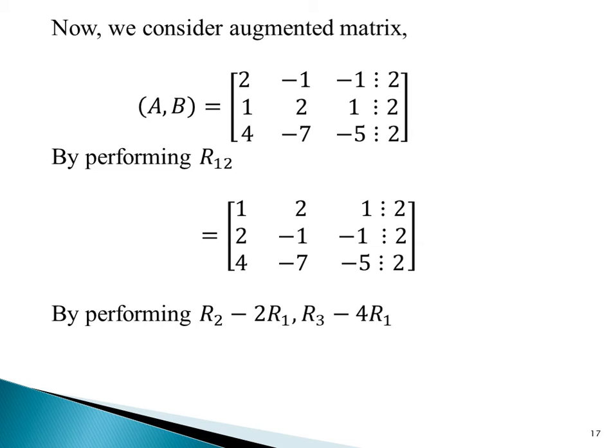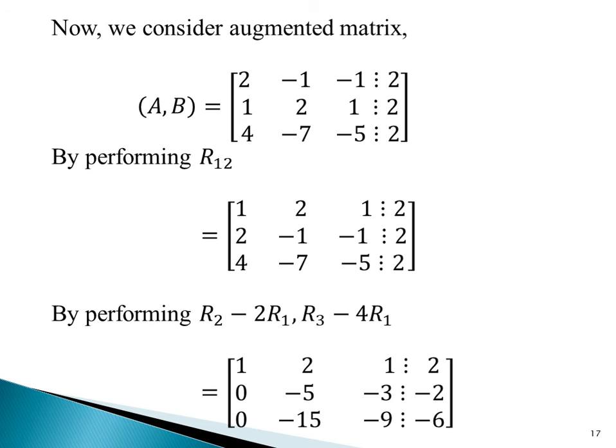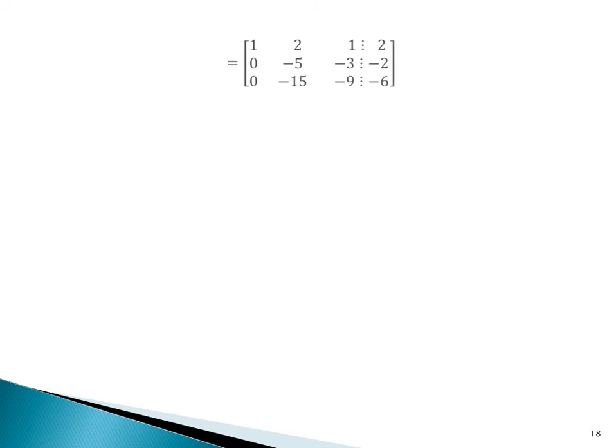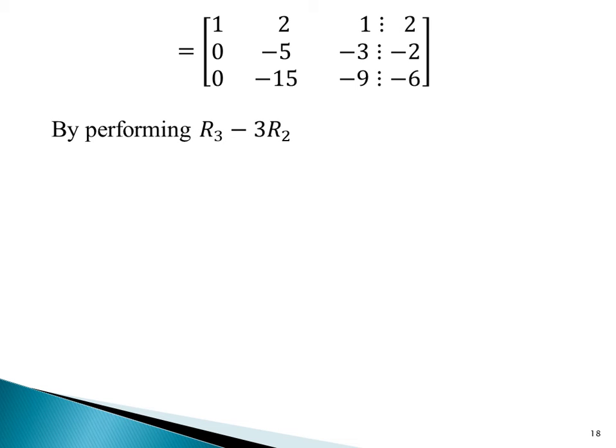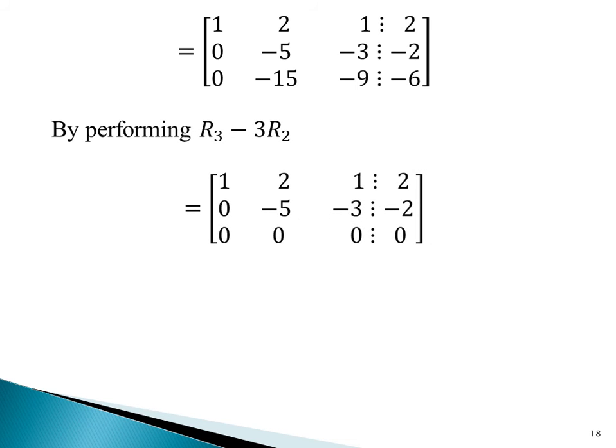Okay, so if we perform the operations R2 minus 2R1 and R3 minus 4R1, we get the matrix with 1 2 1 2 as it is. There is a change in the second row, it is 0, -5, -3, -2. Also there is a change in the third row, 0, -15, -9, -6. Okay, now we perform the operation R3 minus 3R2, then we have the matrix [1, 2, 1, 2; 0, -5, -3, -2; 0, 0, 0, 0].